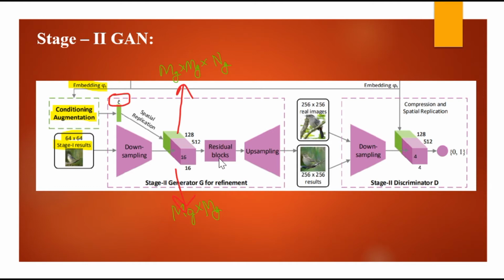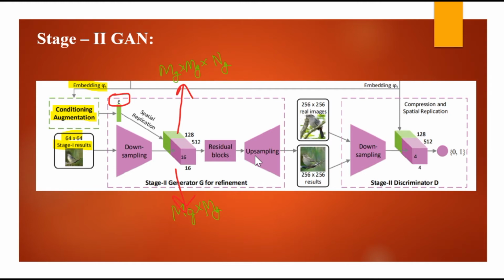The output of the residual blocks are further passed through a series of upsampling blocks till the size of your output image increases to W by H. In our case, 256 by 256. And thus the generator generates high resolution images.